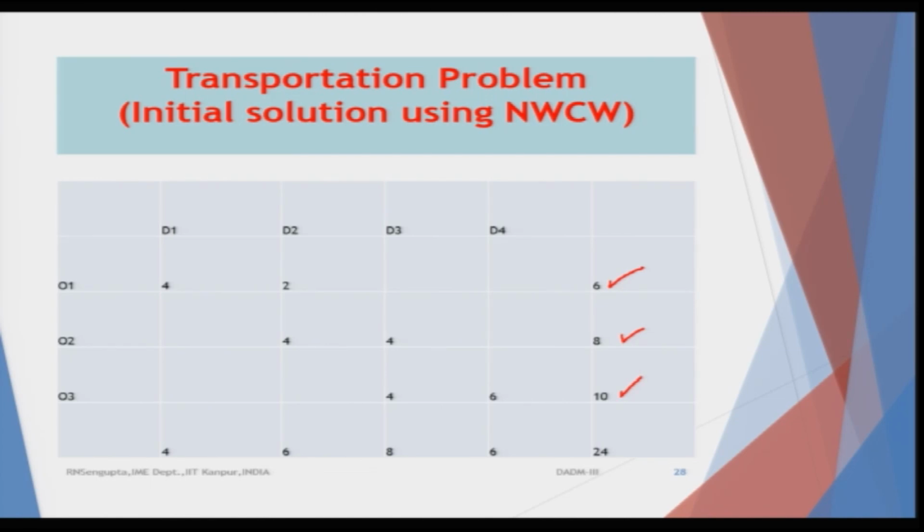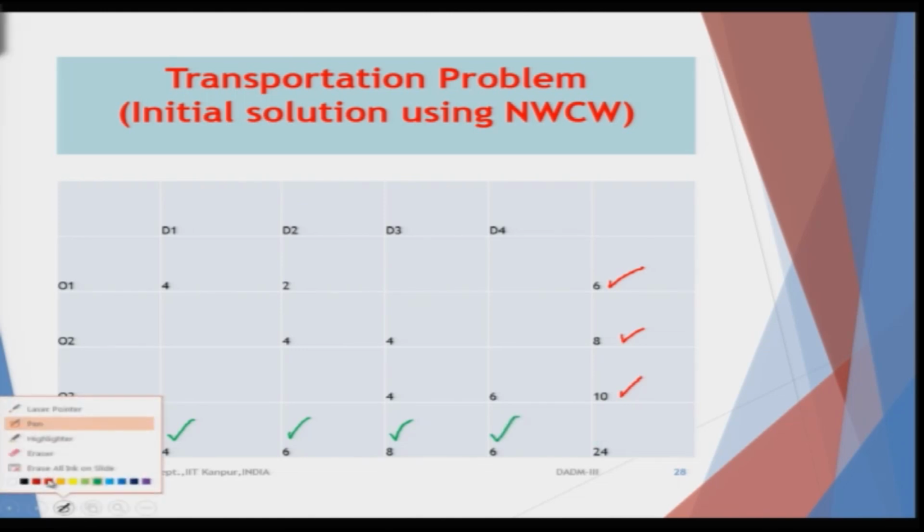If I consider it column-wise, the value is 4 along the column. So it is 4 here. I will use a different color. It is 2 and 4 from O1 to D2 and O2 to D2, so it is 6. The next quantum is O2 to D3 and O3 to D3, which is 8, and if I transport from O3 to D4, it is 6. So again the total value comes out to be 24.